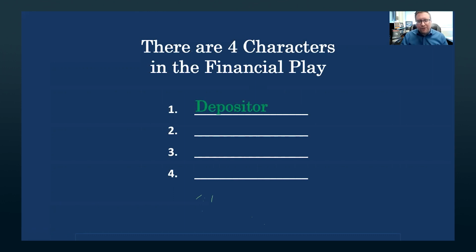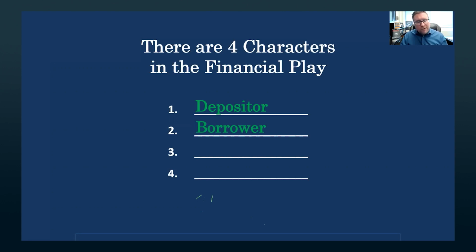Now, the first character is the depositor. All of you are familiar with that character. When you get paid, you earn income regardless of the source. Who sees the money first? The bank. It gets deposited onto the books of someone else's bank. That makes you the depositor. The second character is the borrower.